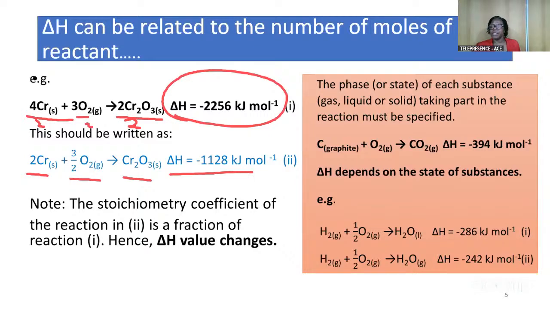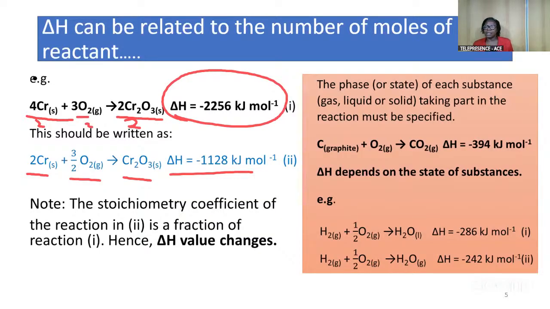Also, the phase of the reaction really matters when you are determining delta H of any reaction. The phase or state of each substance, be it liquid, gas, or solid, taking part in the reaction must be specified. So what do we mean? If you have carbon, which is graphite, and oxygen, which is gas, you have to state their state because the enthalpy of formation of each state is different.